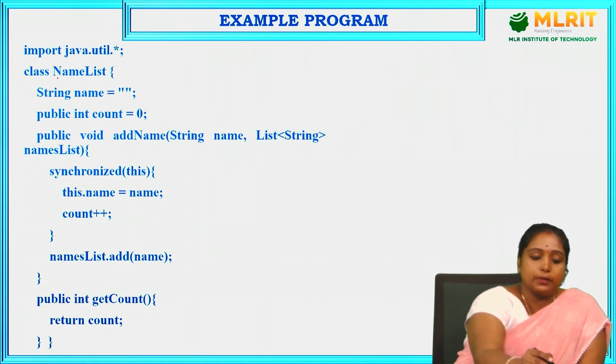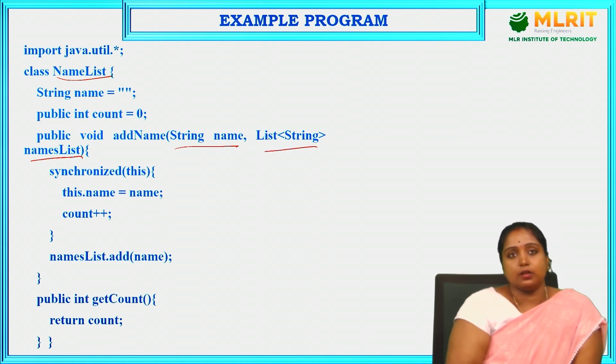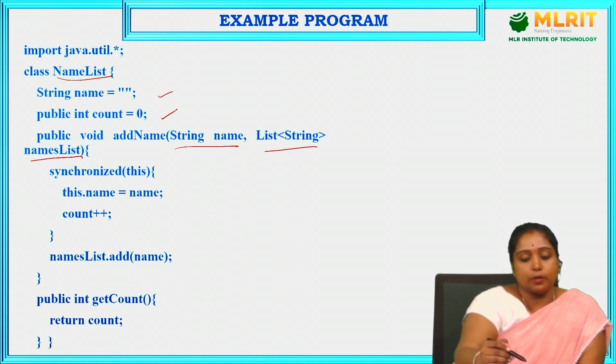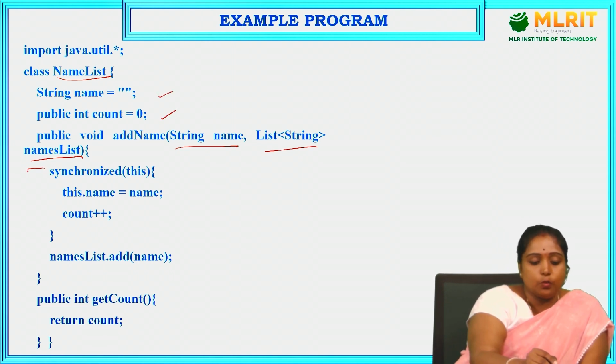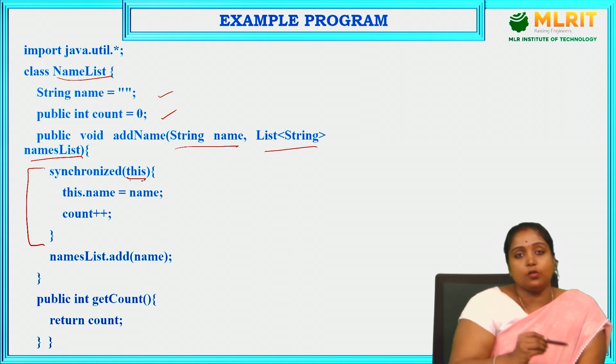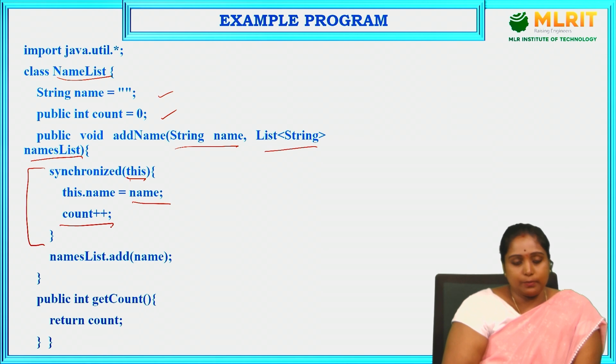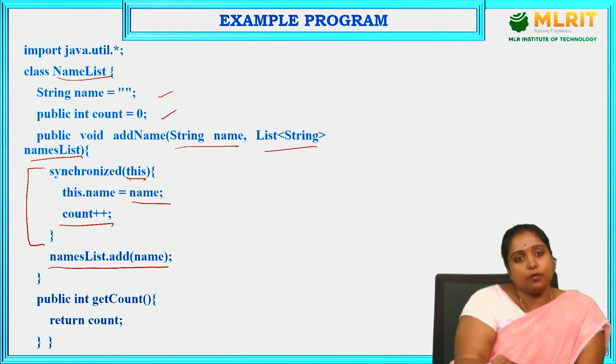So here I am taking a names list, and I can have a name and a names list, and a string name, and the count is 0, and I'm synchronizing only this one. This is my synchronized block, which consists of this object and this.name equals name. I'm counting count++ and namesList.add(name). And I can return the count.